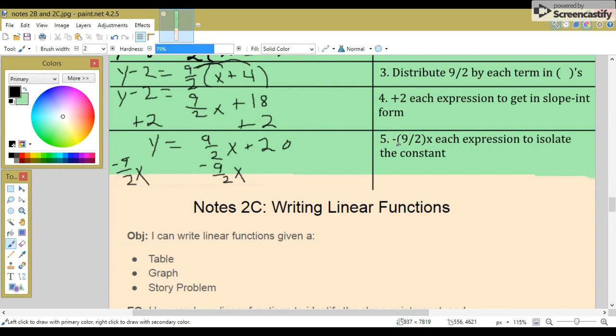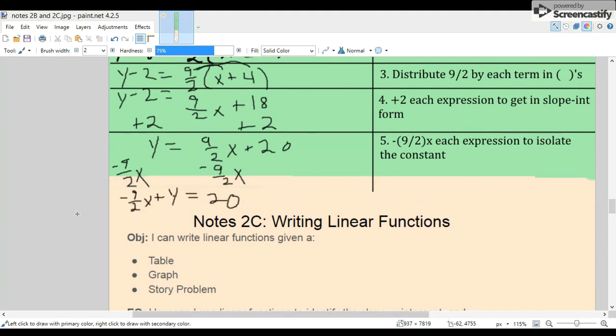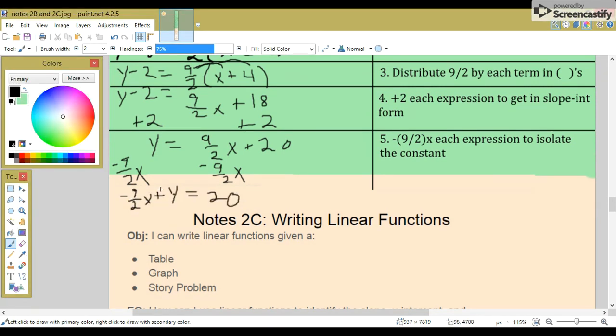So we subtract 9/2 x from each expression to isolate the constant. So now we have -9x plus 1y equals 20. We have a fraction and we only want integers in standard form, so we must multiply each term by 2 to get rid of our fractions.